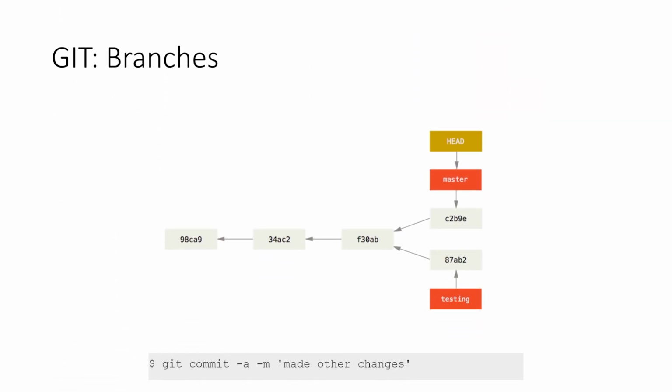Let's make a few changes and commit again. Now your project history has diverged. You created and switched to a branch, did some work on it, and then switched back to your main branch and did other work. Both of those changes are isolated in separate branches. You can switch back and forth between the branches and merge them together when you're ready. And you did all that with simple branch, checkout, and commit commands.